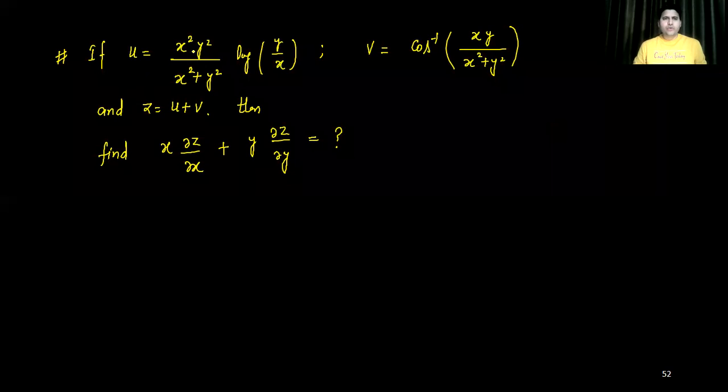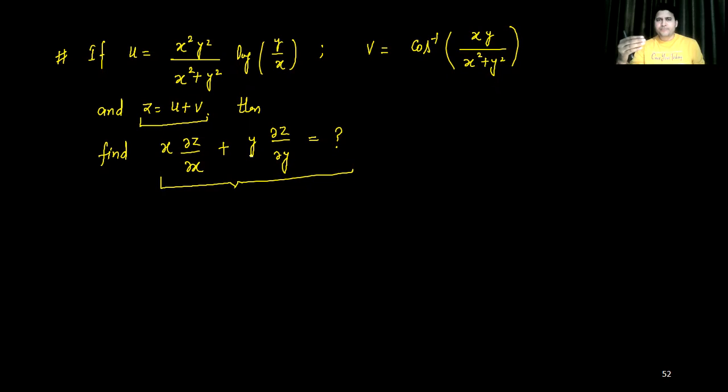If u equals x square y square upon x square plus y square into log y upon x, and v equals cos inverse xy upon x square plus y square, and also the question is saying that z is equal to u plus v, then we need to find the value of this expression. If you remember, students, we have two ways for finding this value. One, if the function is homogeneous, we can use Euler's formula. If the function is not homogeneous, we can use Euler's deduction formula.